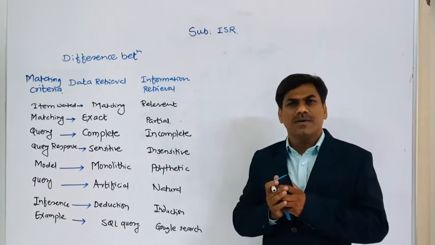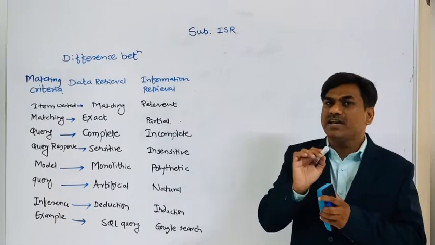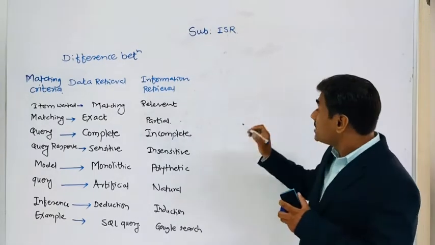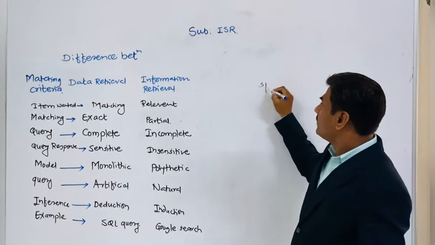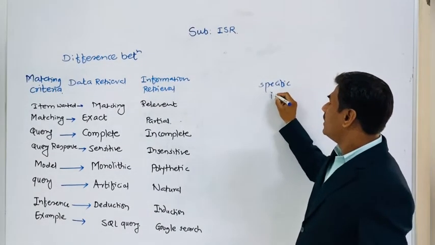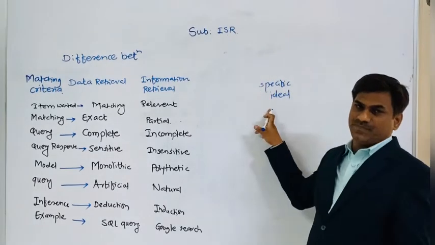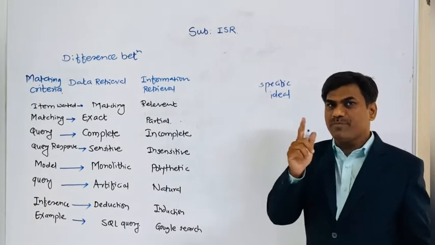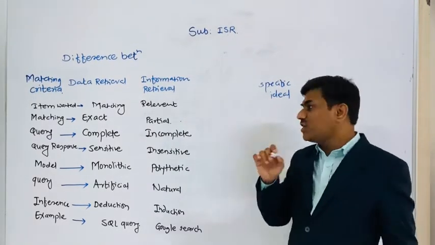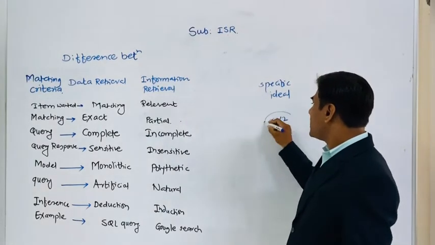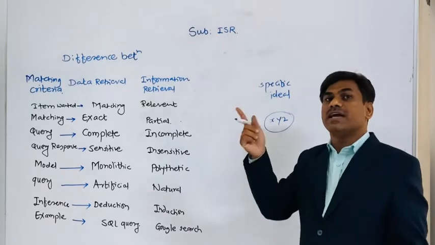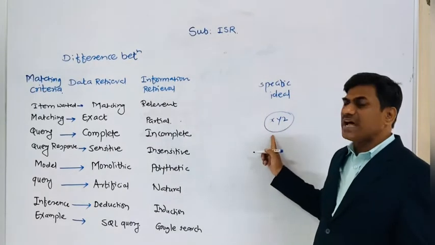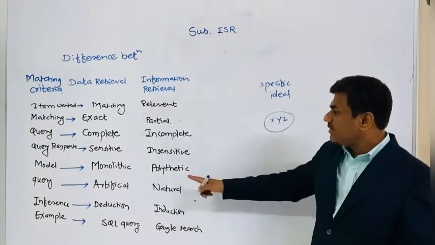What is the monolithic model? When you fire a query in SQL, it will give you one answer. That answer will be specific and ideal. This answer is not the response of any other query. I repeat my statement: suppose for the fired query in SQL you have got XYZ as the answer. This answer is not the response for any other query in SQL. So this model is called monolithic, meaning only one answer for only one query.